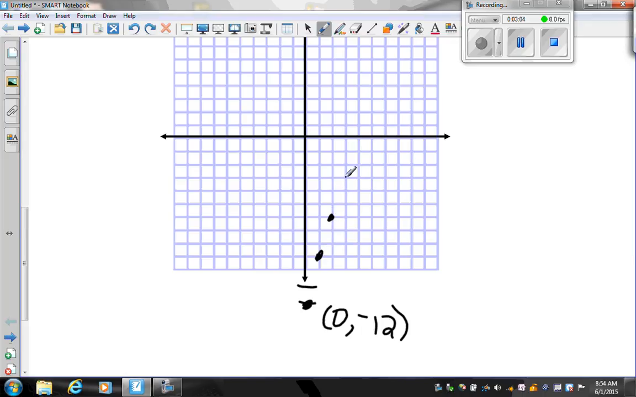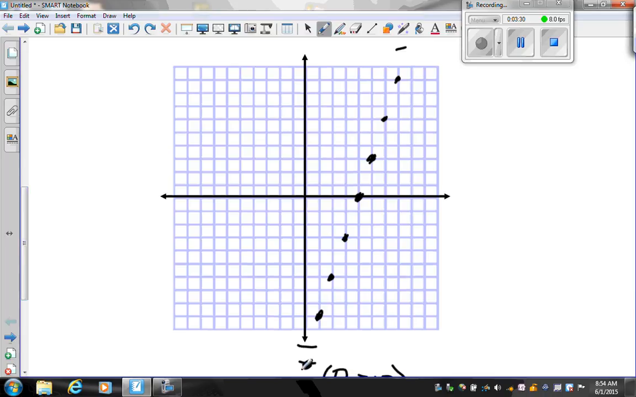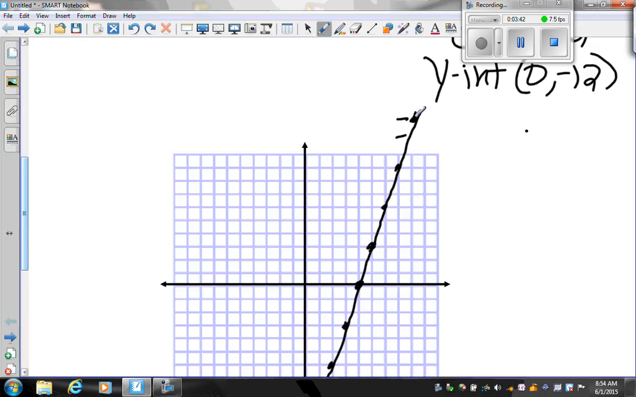Up 3 and to the right 1, repeating that for several more points. A few more on here, up 3 and to the right 1, and so on. So we can then draw the line in between these points. The line probably will look better than mine.